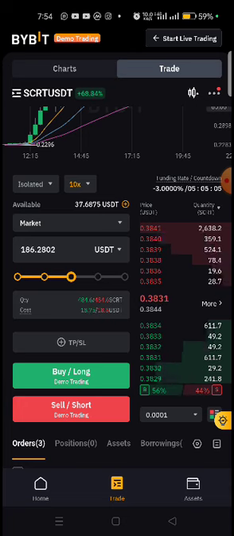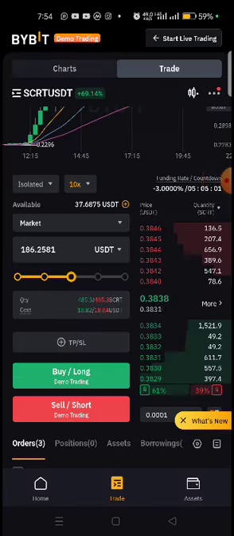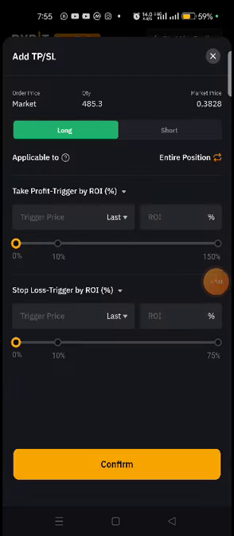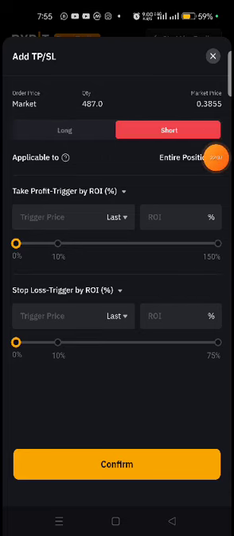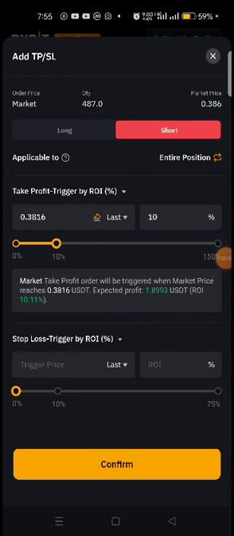So I'll click on sell. But before then, I'm going to click on TP. This place that is written TPSL. So I'm clicking on TPSL. When you click on TPSL, I'll go and click short because I want short, not long. Short. My percentage take profit is going to be 10. At 10% take profit, I'll be making $1.8. That's 10%. Then I'll come down and confirm.